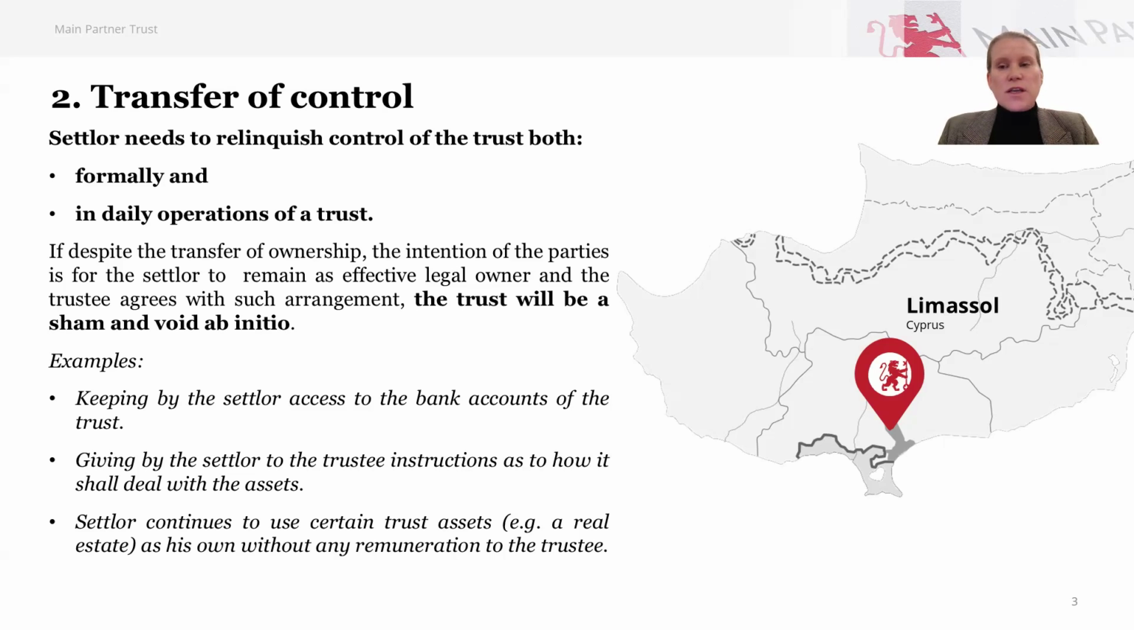Or if the settlor gives binding instructions to the trustees on how they shall deal with the assets of the trust, and the trustee proceeds with the execution of such instructions, it can also indicate that the trust is a sham. Or lastly, if the settlor continues to use certain trust assets, for example, real estate, and does not pay any remuneration to the trustee, it can also suggest that the trust is a sham and is void.